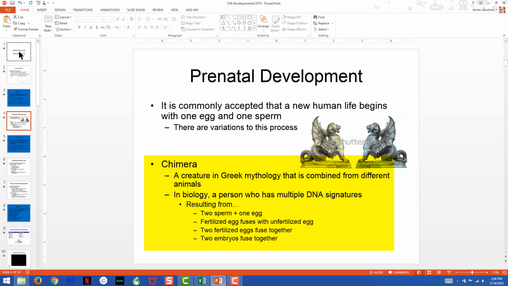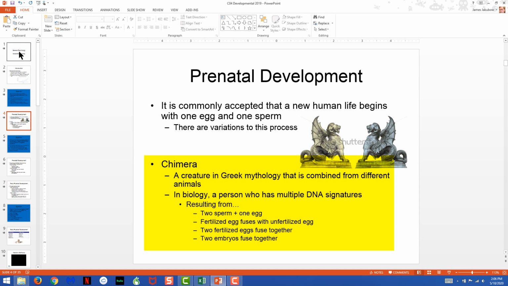Also occurring again in a very early stage of development, two fertilized eggs might fuse together. So for example, in a scenario in which fraternal twins would have been born, there were two available eggs. Each one is fertilized by a single sperm, and then the two fertilized eggs, probably within the first 2 weeks after conception, physically touch and then fuse into one single individual, thereby giving multiple DNA signatures to the individual that is born.